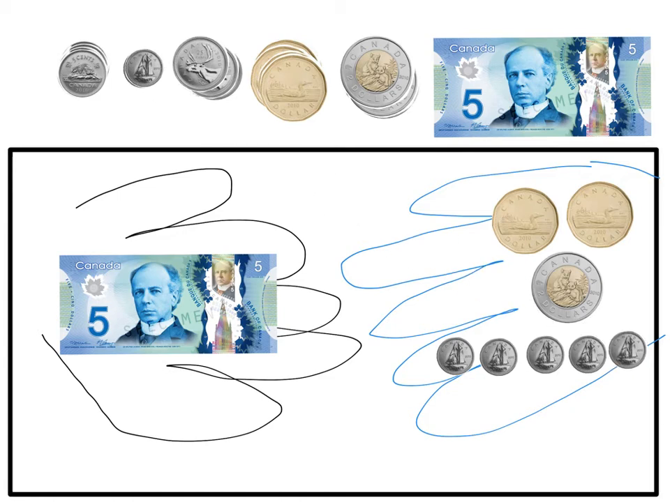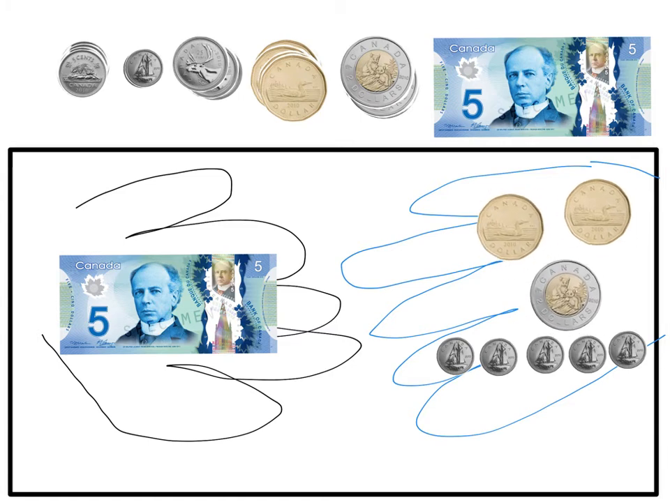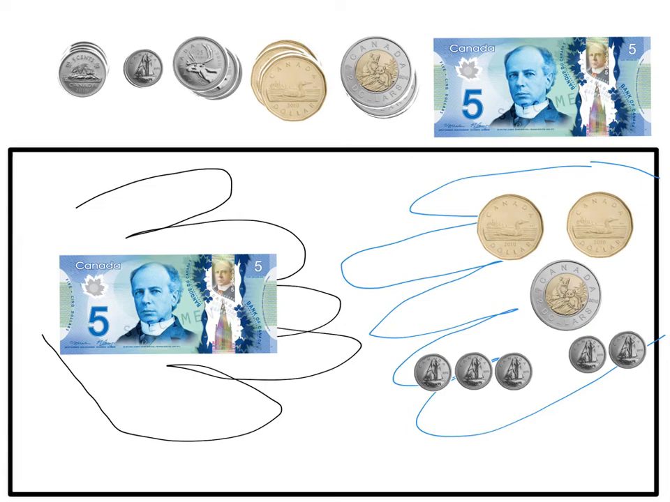So now there's $2, $3, $4, $4.10, $4.20, $4.30, $4.40, $4.50. So the amounts showing in both hands are not the same. How much more should I put into the blue hand to make it $5? Pause the video and think about what coins you might use.